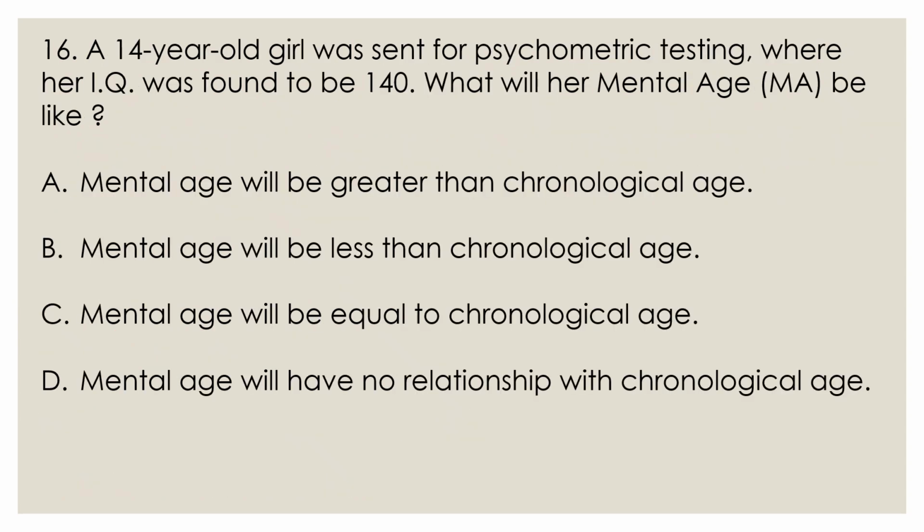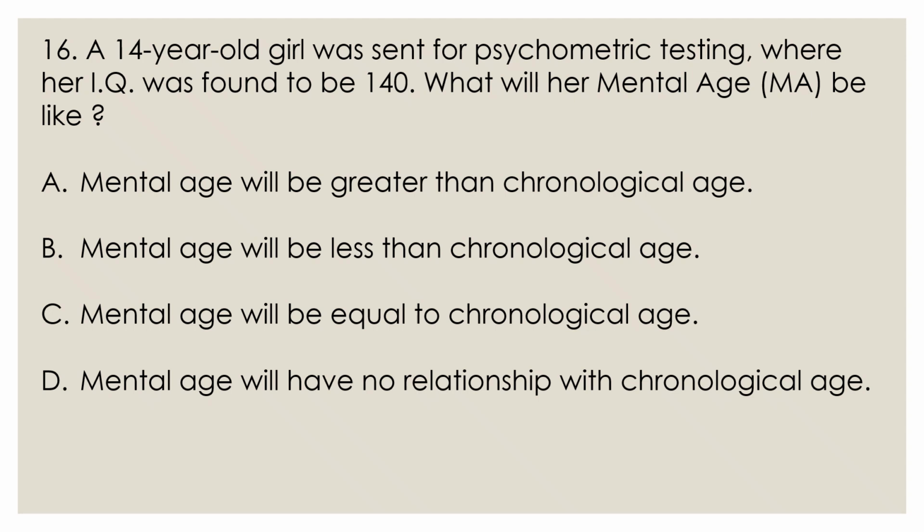Question number 16. A 14-year-old girl was sent for psychometric testing where her IQ was found to be 140. What will her mental age be like? First, in this question, we need to find out the mental age. We will use the formula IQ is equal to mental age by chronological age into 100. By applying this formula, the mental age will come out as 10.